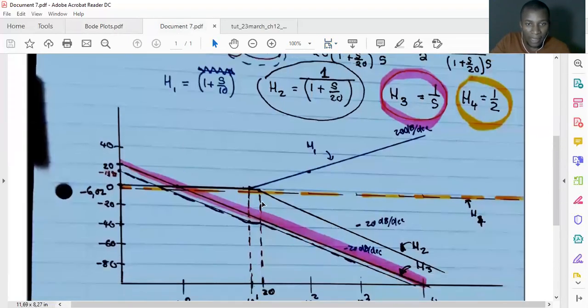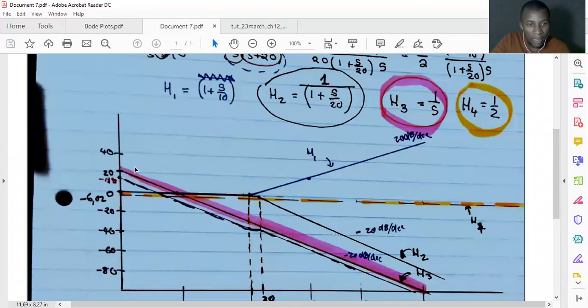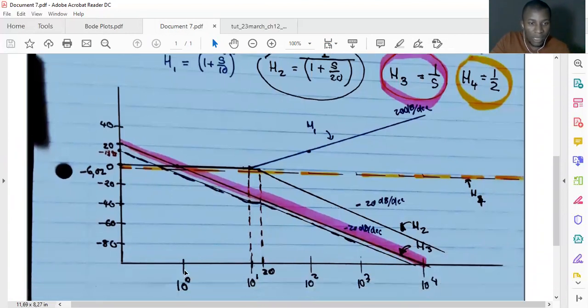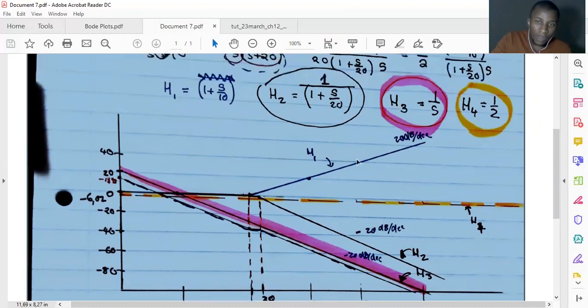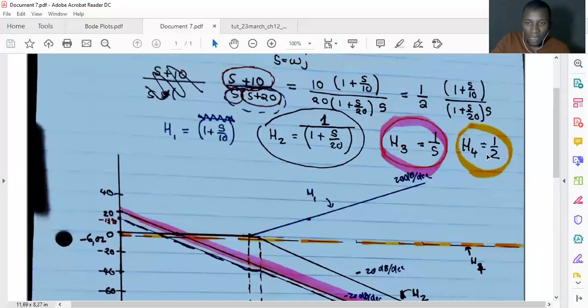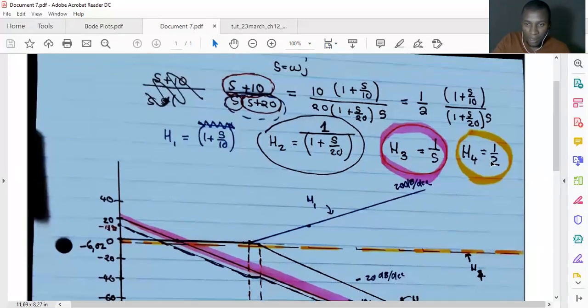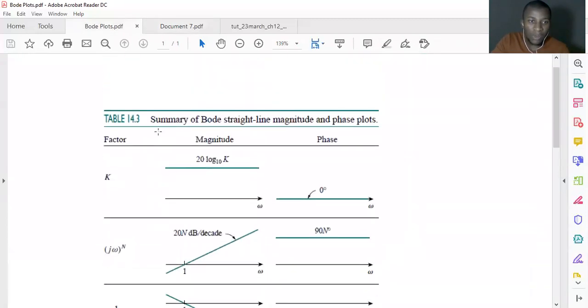We're looking at this transfer function here. As we can see, it passes at 10 to the 0 at a slope of negative 20 decibels per decade, right? So that was straightforward. And then we go to the last one. This transfer function is a constant. So we'll go to our table as well.